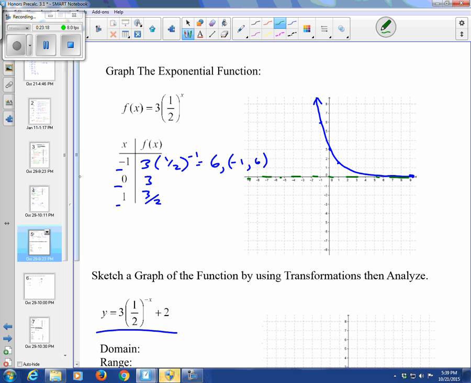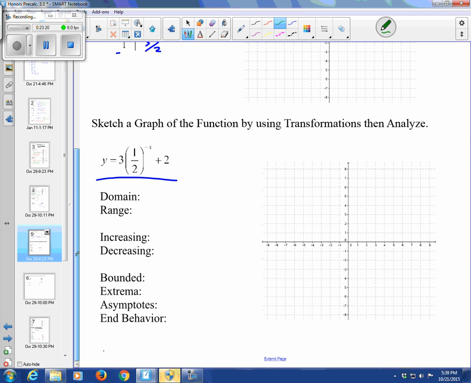All right, so right here, we've tried a little bit of transformations. If you guys want to stop the video real quick right here and try to graph this one and give the analysis of this graph, you can go ahead and do that now.